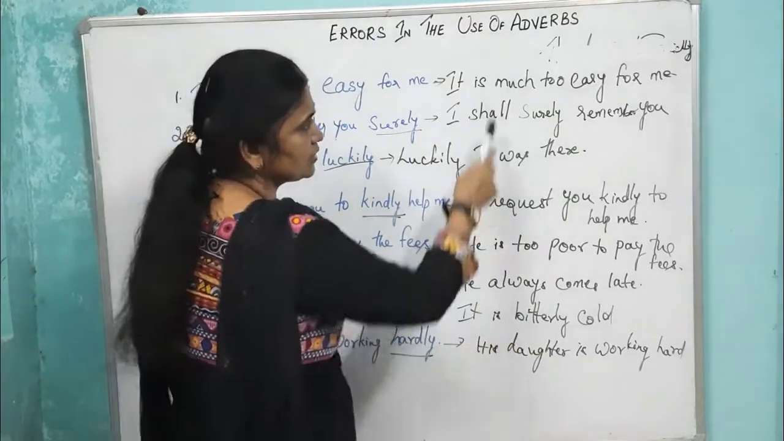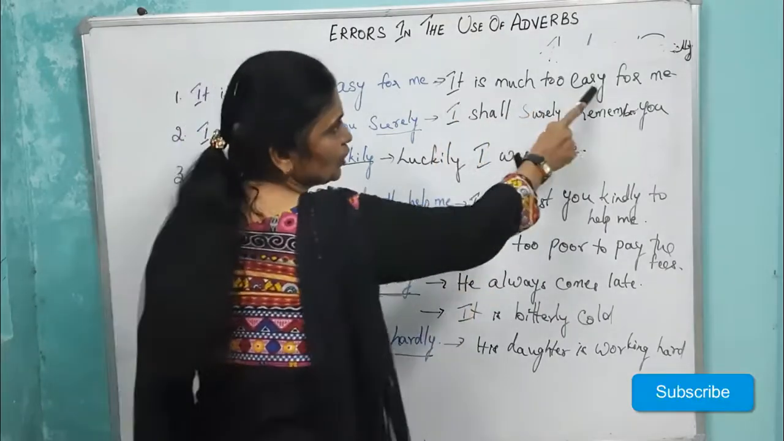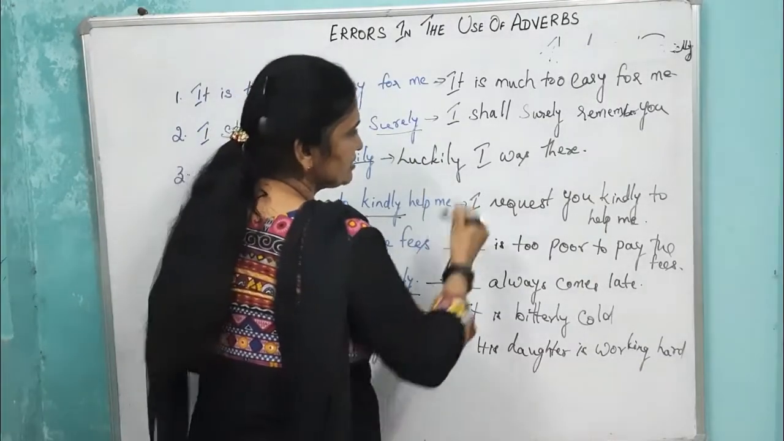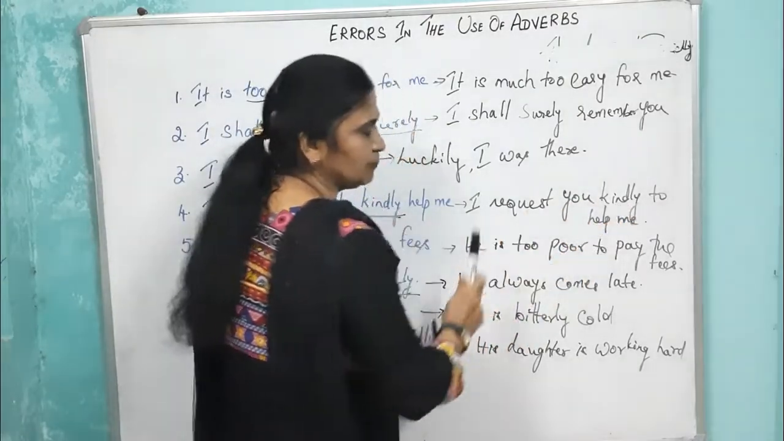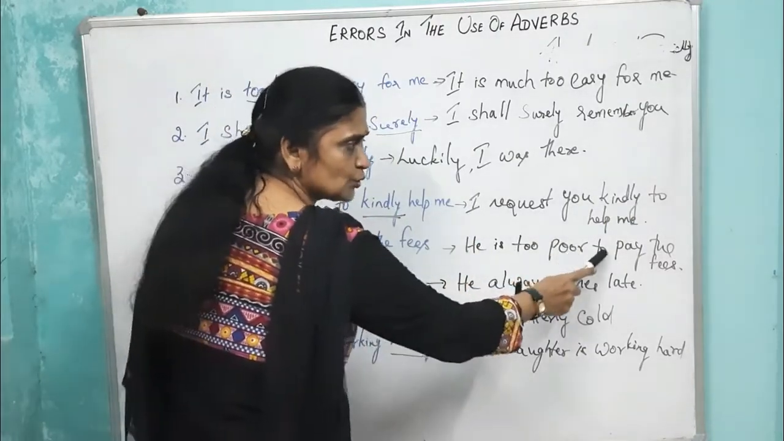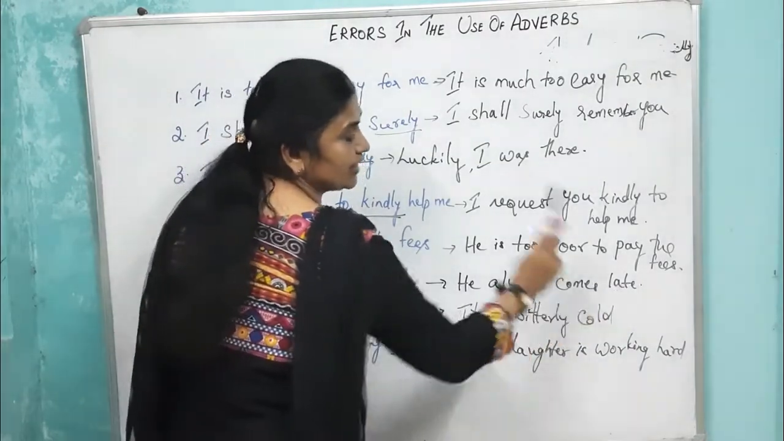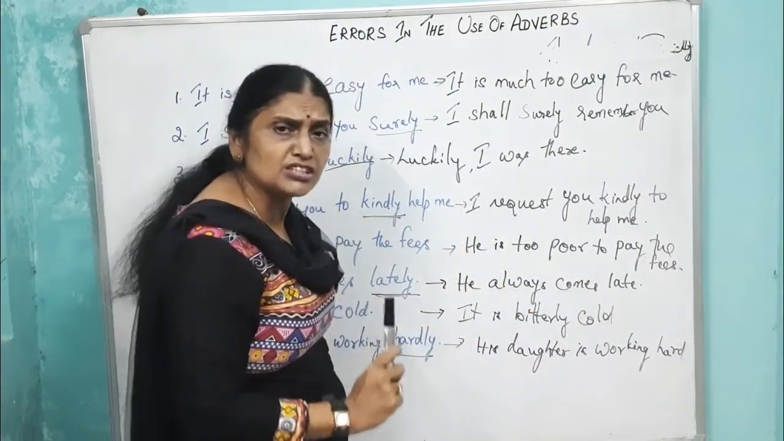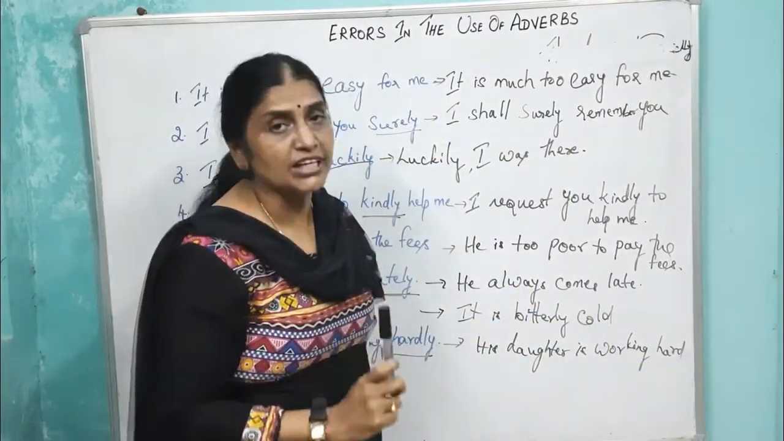So learn these sentences. I'll read the right sentences once again so they will get registered in your mind. It is much too easy for me. I shall surely remember you. Luckily, I was there. I request you kindly to help me. He is too poor to pay the fees. He always comes late. It is bitterly cold. His daughter is working hard.